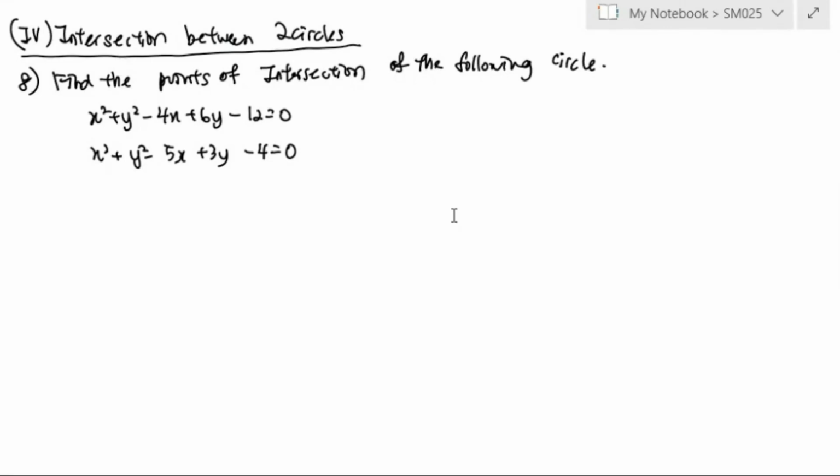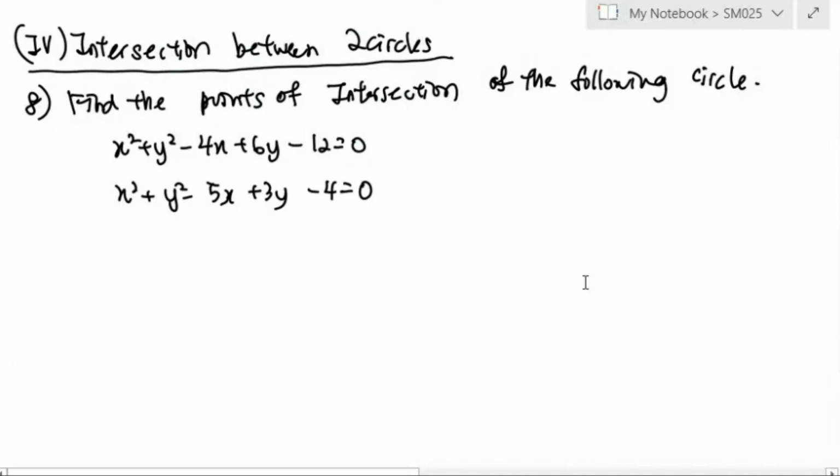So now scope number 4 is talking about intersection between two circles. So that will be your question. Find the intersection point of the following circles. When we're doing the intersection of circles, you have to put your equation in general form, then only can we solve. So that will be our equation 1. That will be our equation 2.